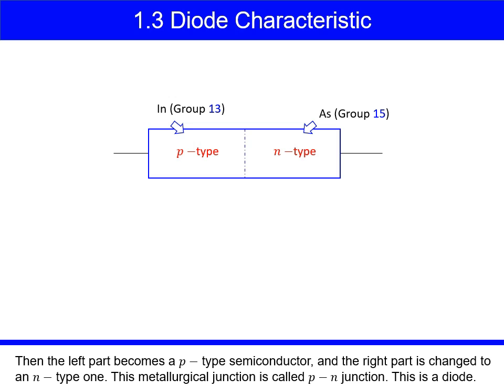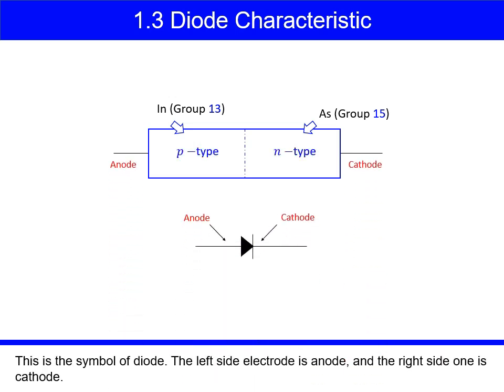This is a diode. This is the symbol of diode. The left side electrode is anode, and the right side one is cathode.